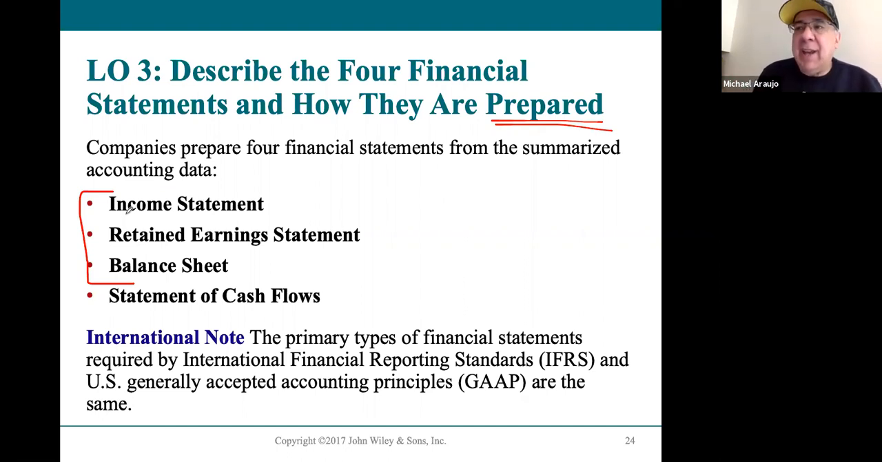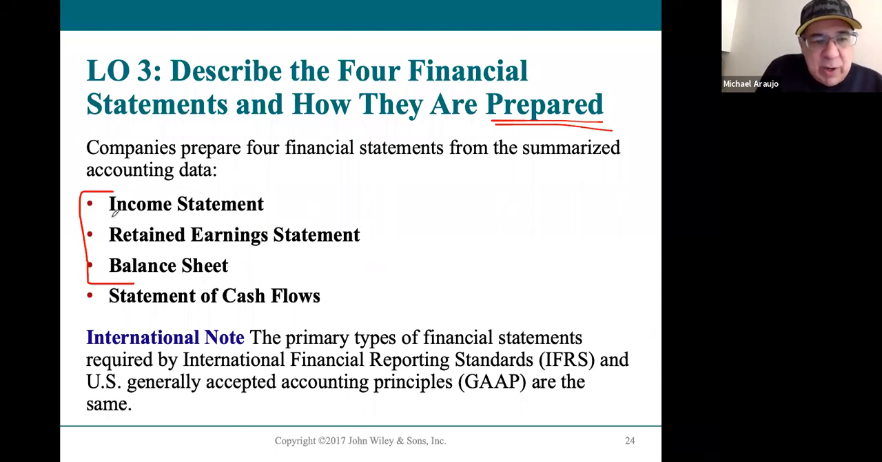Same thing at a lawyer's office or a doctor's office. They have to be paying rent. They've got to pay employees or other types of things, costs that they have to incur so they can provide services to the customers that they have. So those are called expenses.